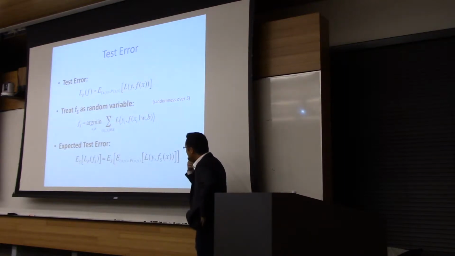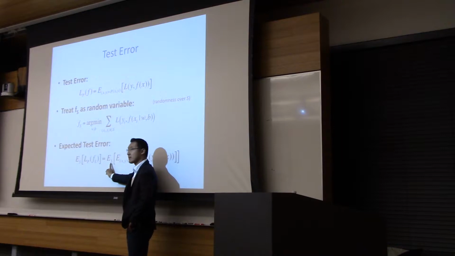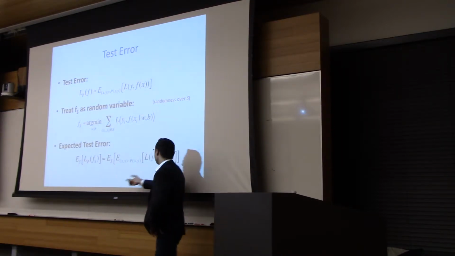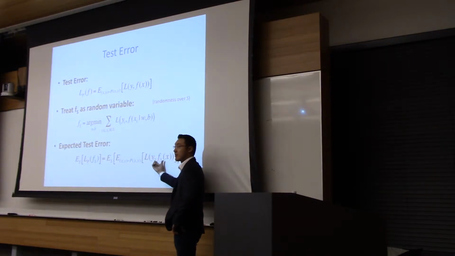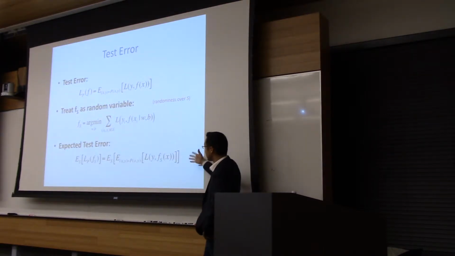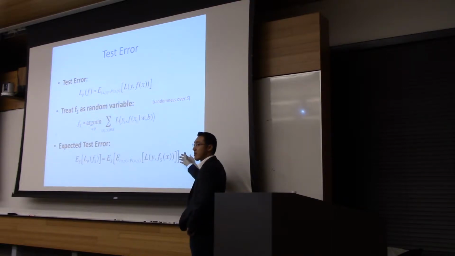And so what that boils down to, if we were to expand all the definitions, is over the randomness of the training set, for any given example from the true distribution, compute the loss and just take the expectation over all of that. So that's the definition. This is the quantity of interest when reasoning about the bias variance trade-off.